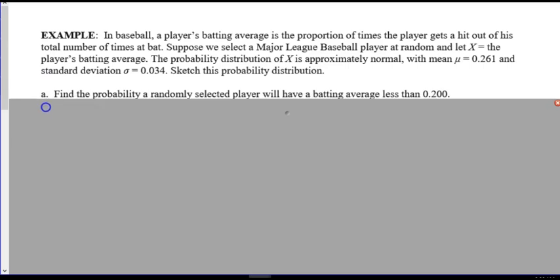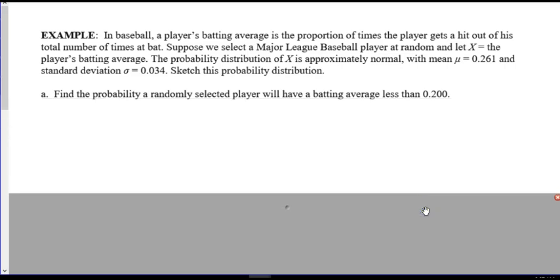Okay, last bit, and we did this again also in Algebra 2. It says, in baseball, a player's batting average is the proportion of times he gets a hit out of the total times at bat. We have a player, let X be the batting average. The probability of X is approximately normal, with a mean of 0.261 and a standard deviation of 0.034. Sketch the probability distribution.